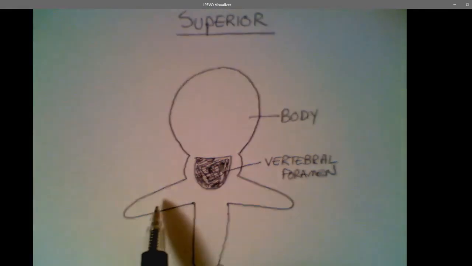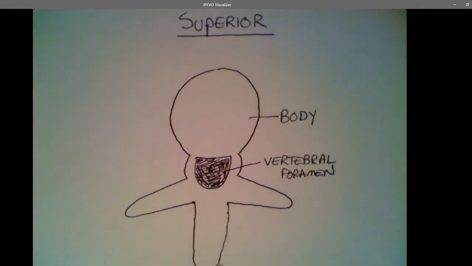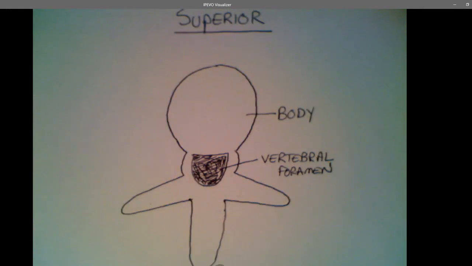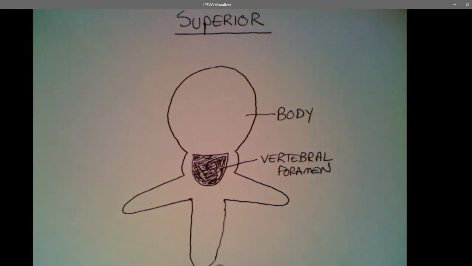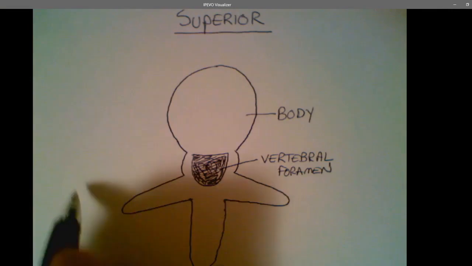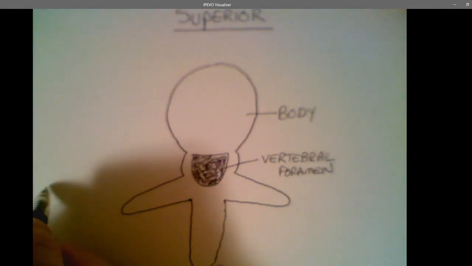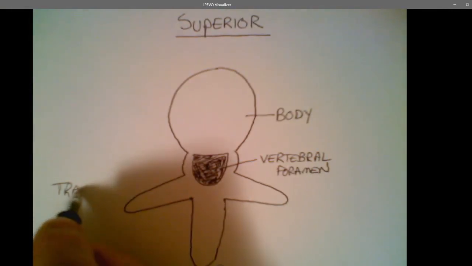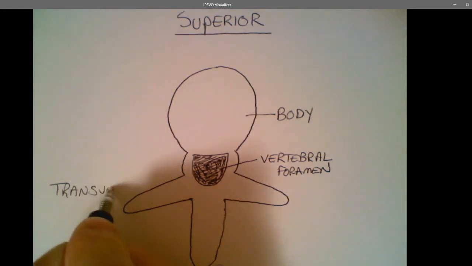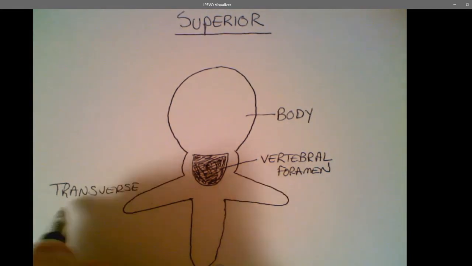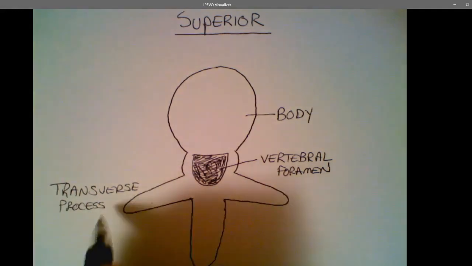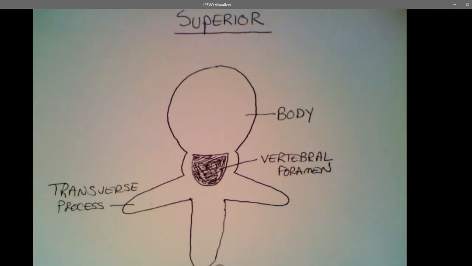Now, vertebrae all have these projections. Remember, projections are called processes. So we have two different kinds of processes. We have processes on the side. They're called transverse processes. So most vertebrae have two, one from each side sticking out.